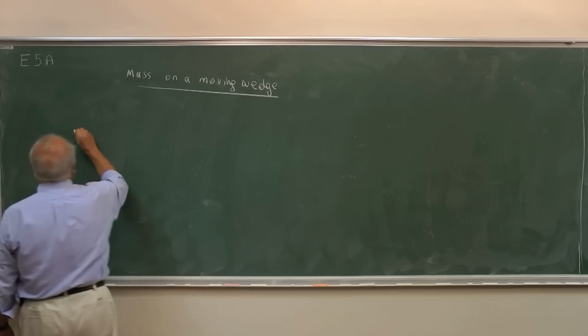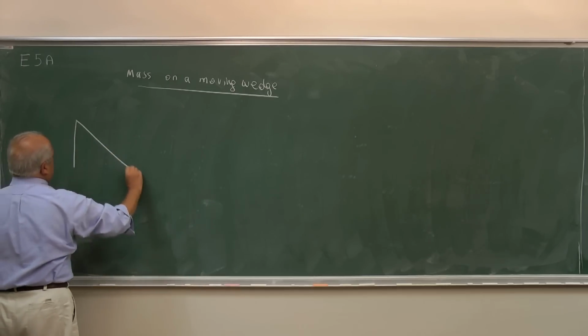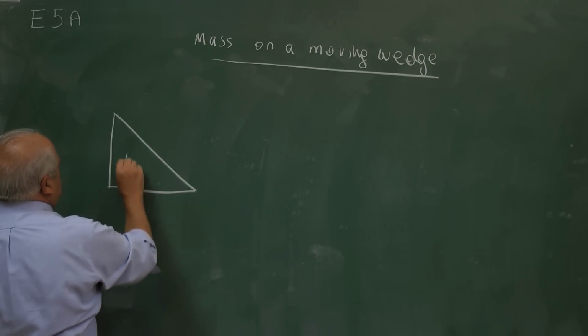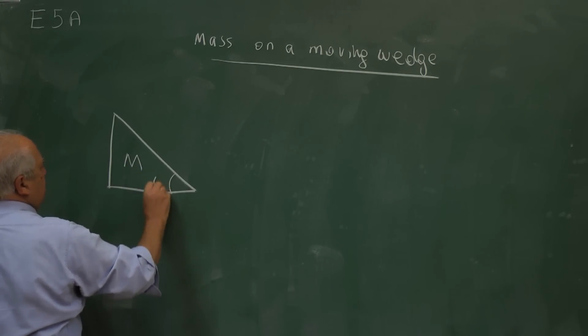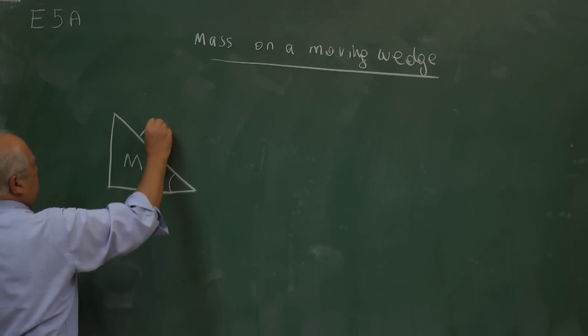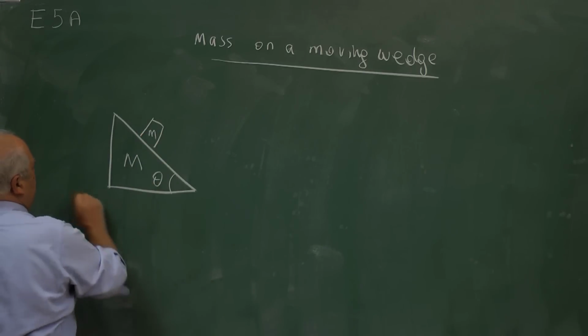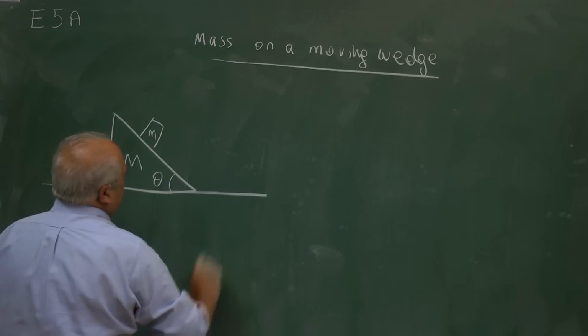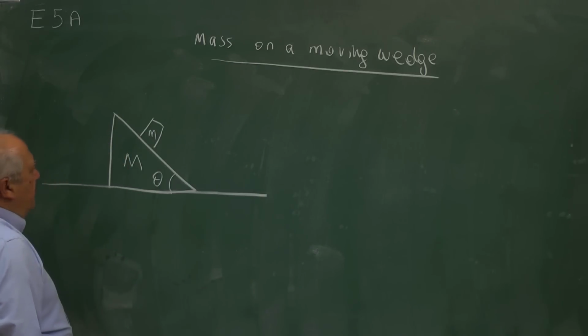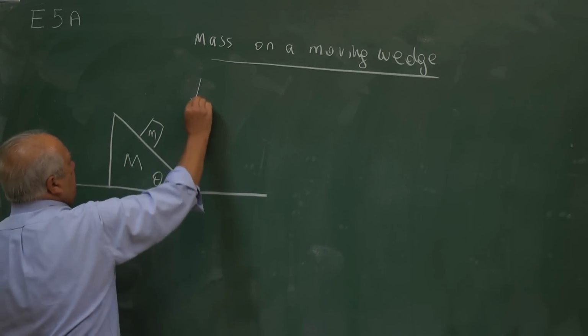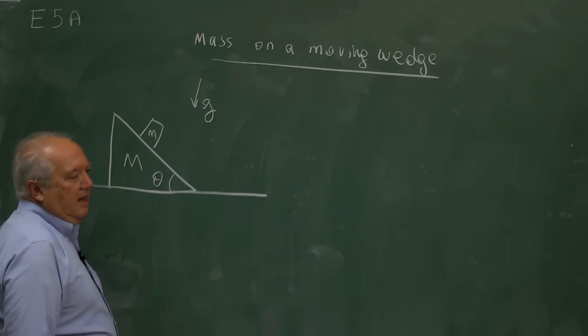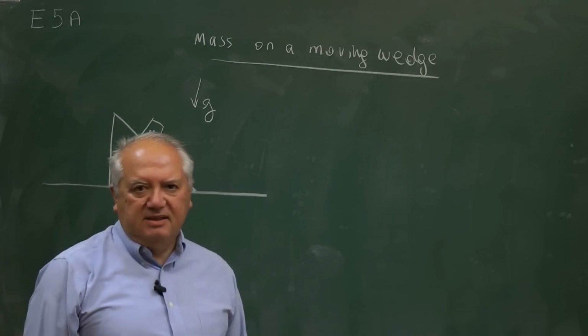So this is the wedge, which has a mass m. This angle is theta, and here is the other mass m. The whole thing rests on a horizontal surface, and there is the gravity down. And we shall study this system.